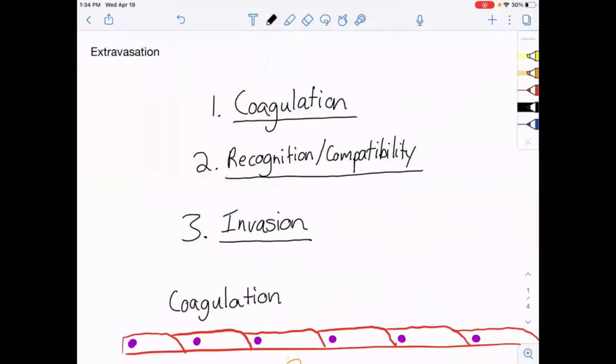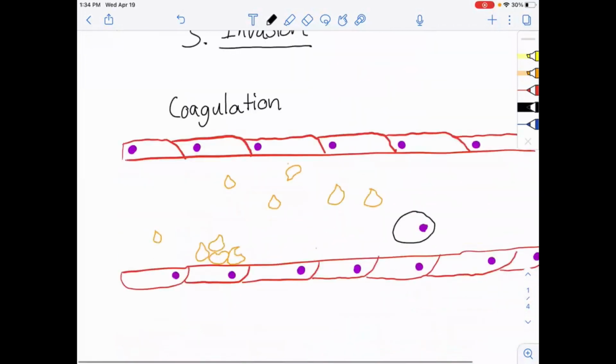All right, at this point, we've covered how they get into the blood vessels and how they survive in the blood vessels, but we haven't talked about how they get out of the blood vessels, which is essentially the meaning of extravasation, or exiting the bloodstream. So these are going to be the three major factors contributing to this overall activity: coagulation within the bloodstream, recognition and compatibility with the wall of a blood vessel, and then invasion or crossing over of that arterial blood vessel wall.